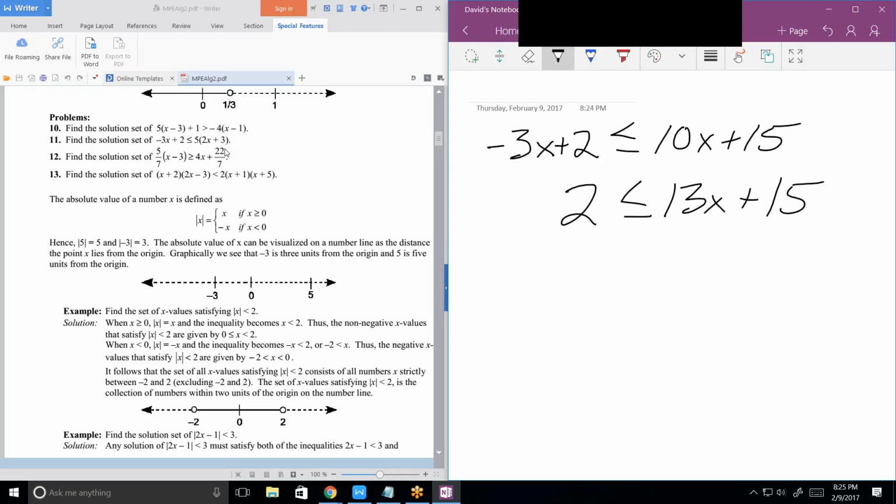Then it'd be negative 13 is greater than or equal to 13x. Less than. Or less than. Yeah, I still have not divided by a negative number. And then you just divide by 13. Okay. So negative 1 is less than or equal to x. Good.